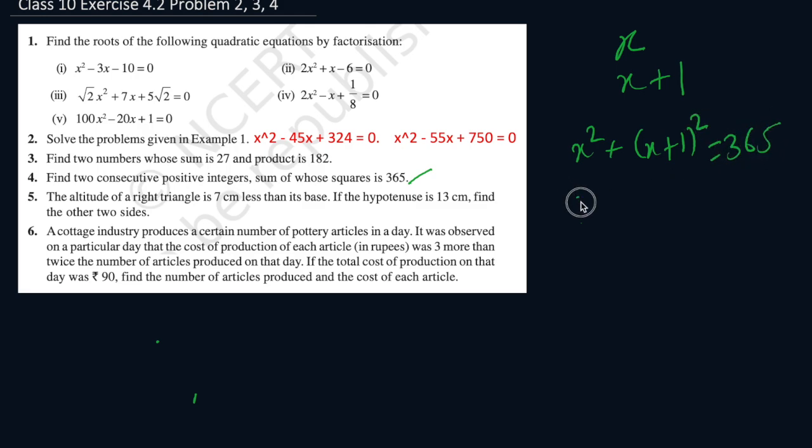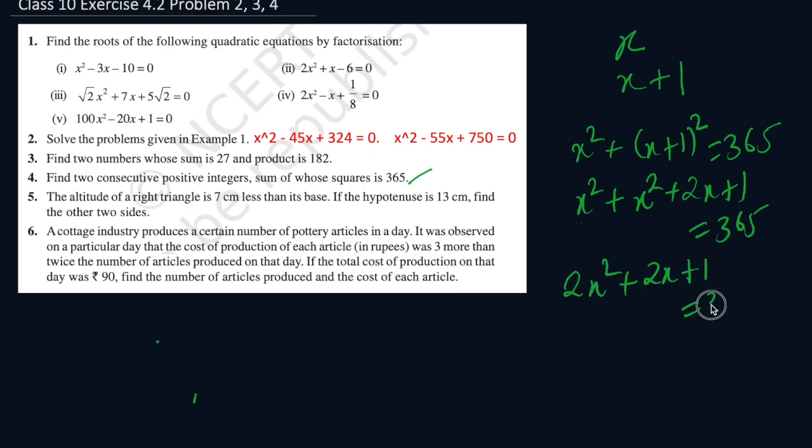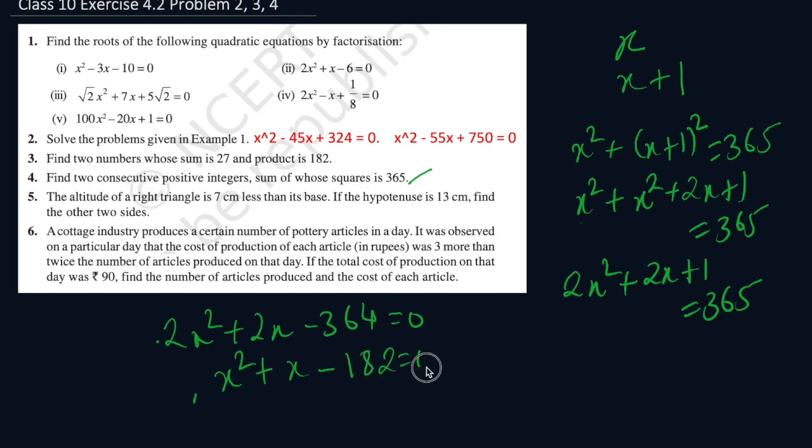365. So this will be x square plus x square plus 2x plus 1 equals 365. So we will get 2x square plus 2x plus 1 equals 365. So our equation will be 2x square plus 2x minus 364 equals 0. Now we can divide the whole equation by 2. So it will be x square plus x minus 182 equals 0.